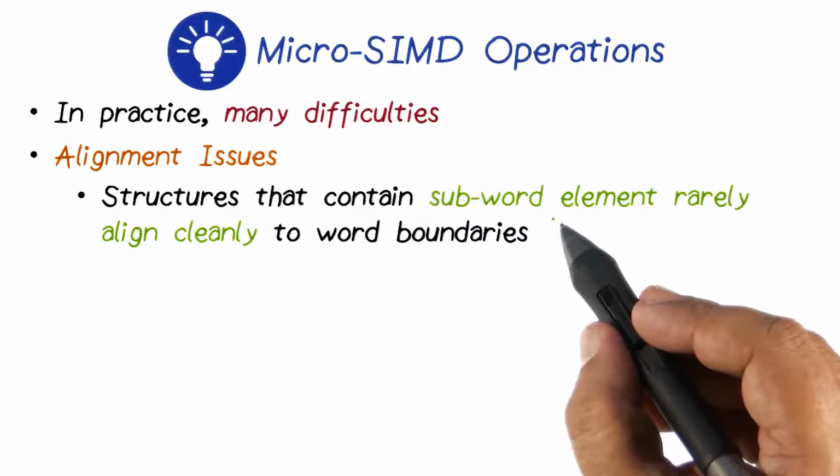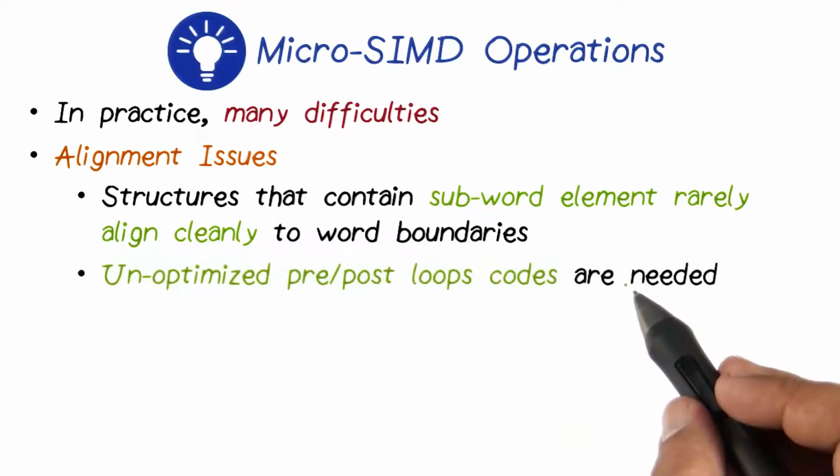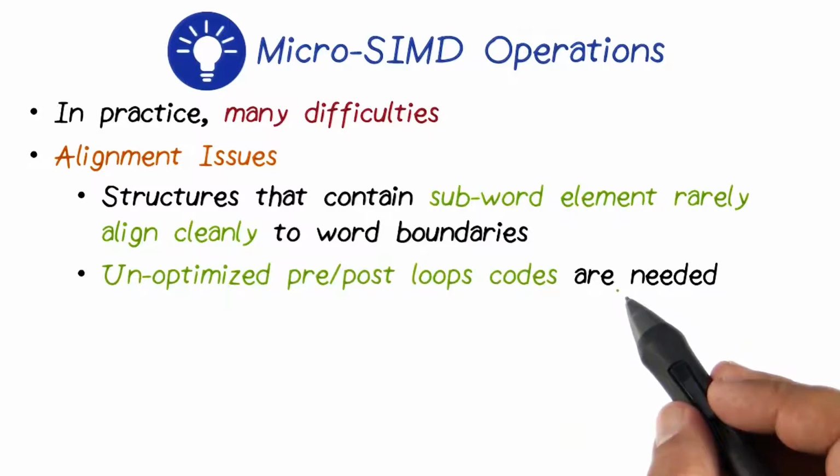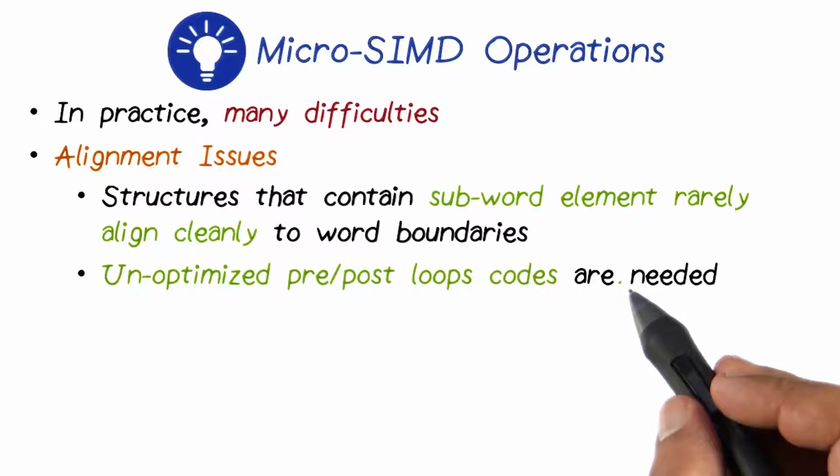If that is not the case, then we need to cut it in a different way, and not only do we need to cut it, we need to align it. Many times, to align the data, we have to take a loop and generate some code which doesn't execute inside the loop, and what we call is pre and post loop code.